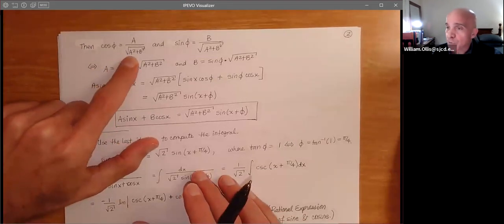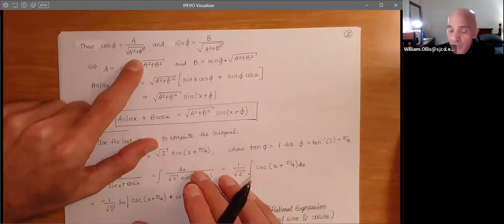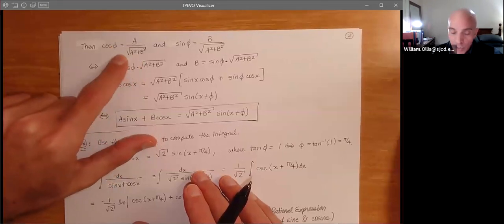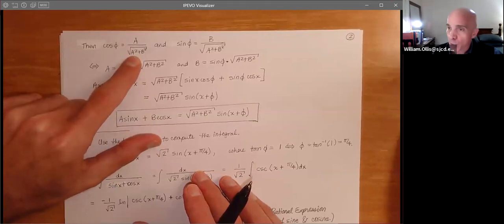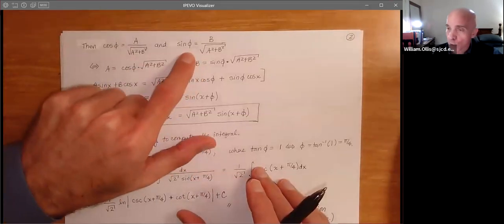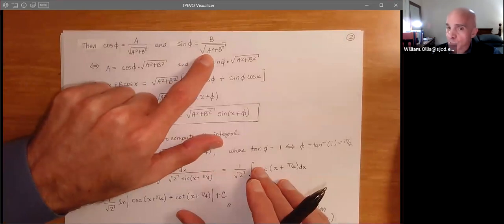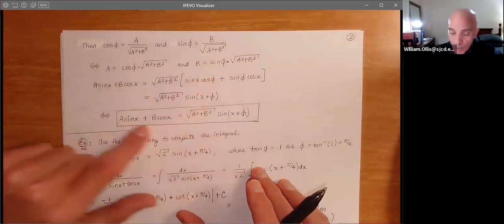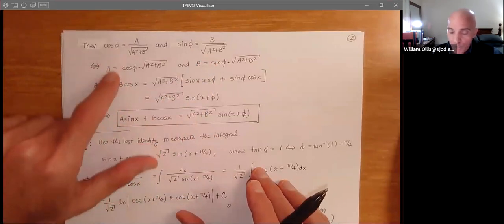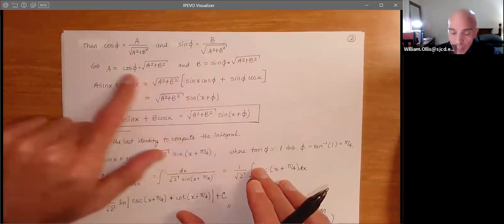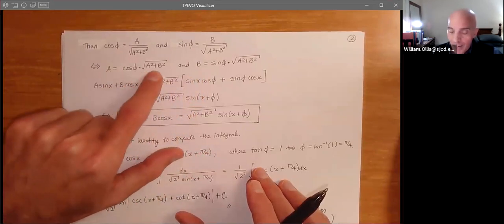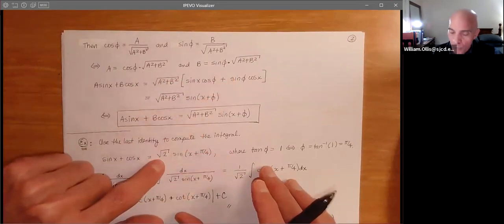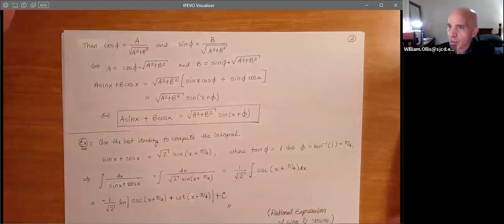So now, of course, if tangent phi is b over a, we can now think of the cosine in the similar definition as a divided by the square root of a squared plus b squared. And then, of course, for sine phi, thinking in terms of the right triangle definitions, as b divided by the square root of a squared plus b squared. So now we can solve for a and solve for b algebraically. So now a will just be the cosine of phi times the radical, and b will be the sine of phi times the radical. So there you have it.